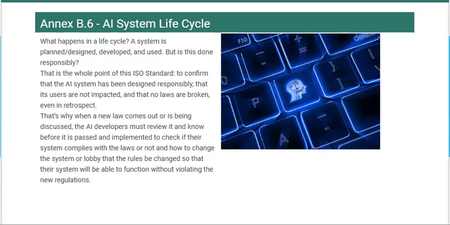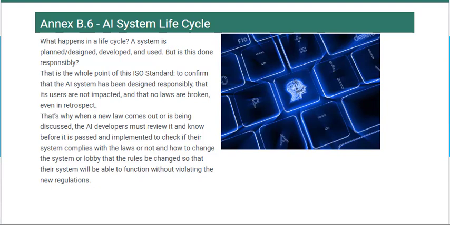That's why when a new law comes out or is being discussed, the AI developers must review it and know before it is passed and implemented to check if their system complies with the laws or not, and how to change the system or lobby that the rules be changed so that their system will be able to function without violating the new regulations. Annexes B.7 and B.8.